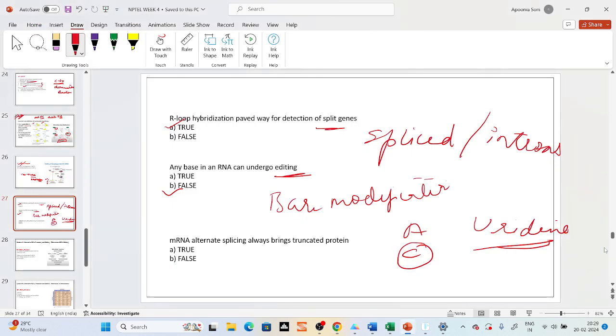It is false. Only if the alternate splicing brings a stop codon can it be a truncated protein. Not always does mRNA alternate splicing bring a truncated protein. So this is false. Fine.